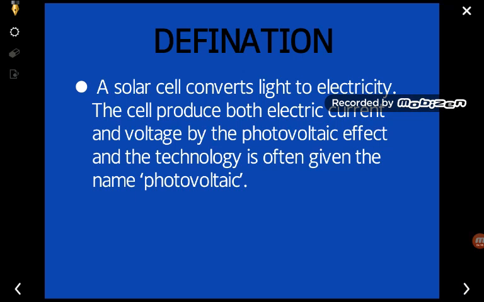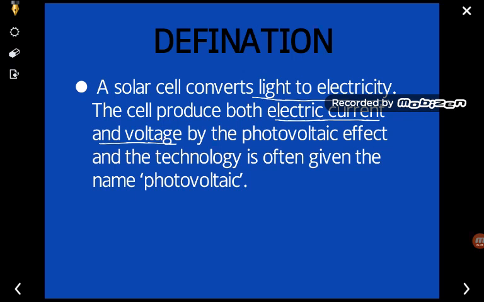Next, coming to the definition. What is a solar cell? A cell which converts light to electricity. Which type of light? Solar light. So a solar cell converts light to electricity, and this cell produces both electrical current and voltage by the photovoltaic effect, and the technology is often given the name photovoltaic.